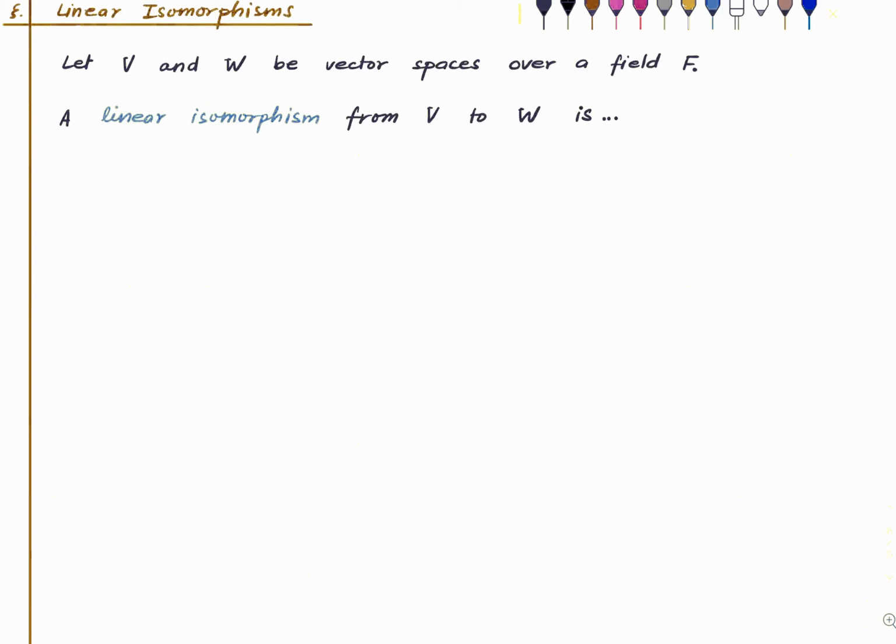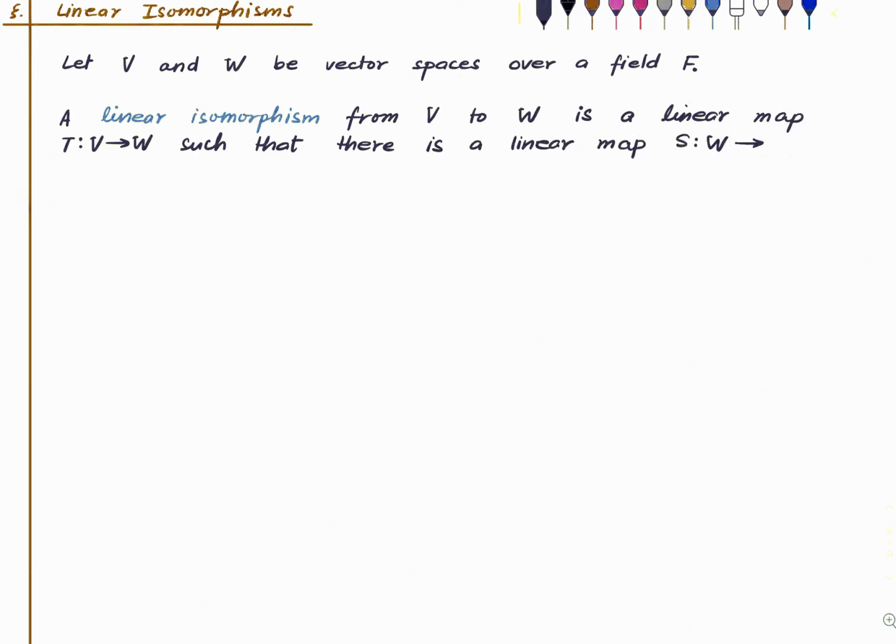So now we will look at the notion of linear isomorphism. Let V and W be vector spaces over a field F. A linear isomorphism from V to W is a linear map T from V to W such that there is a linear map in the opposite direction, S, satisfying S composed with T is the identity on V, and T composed with S is the identity on W.